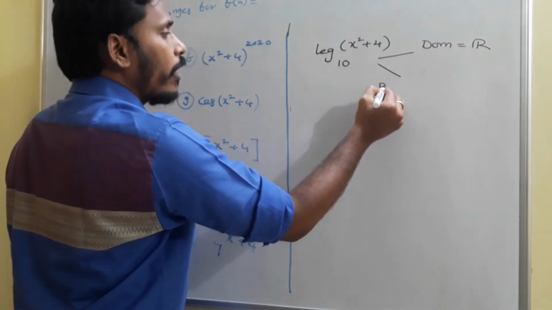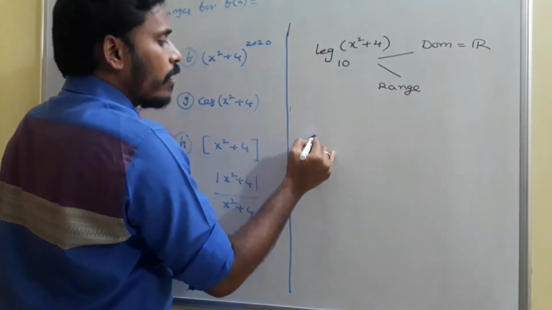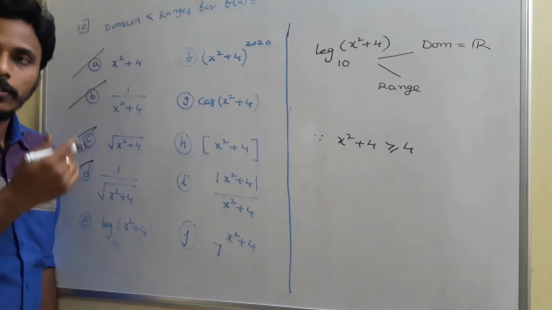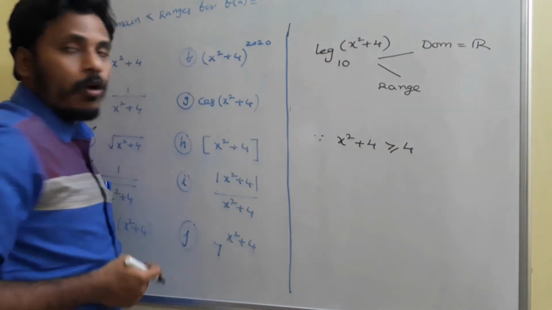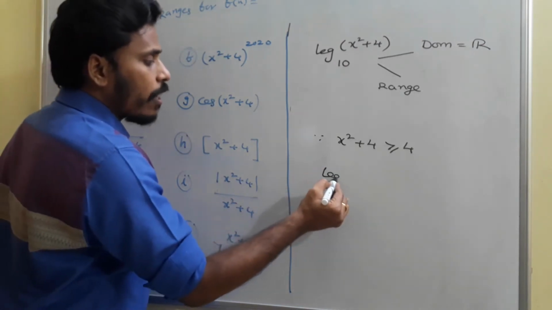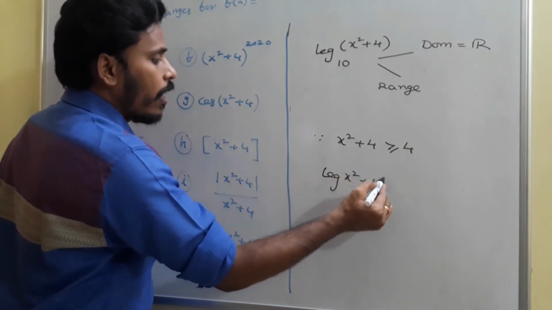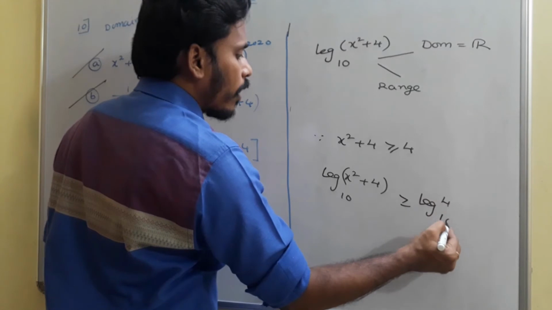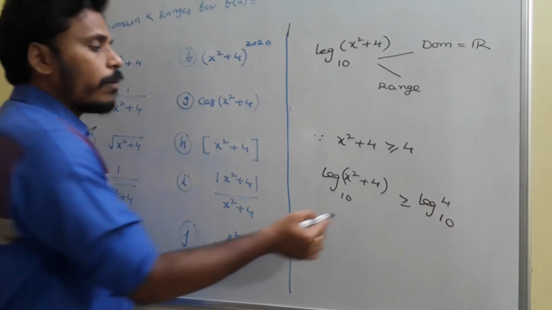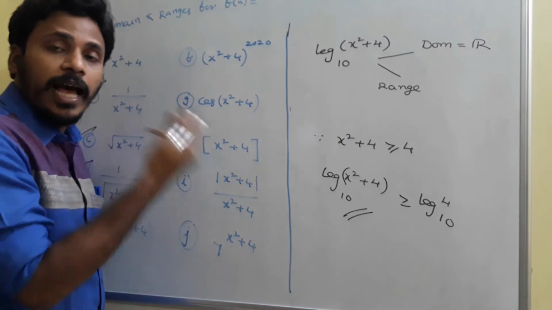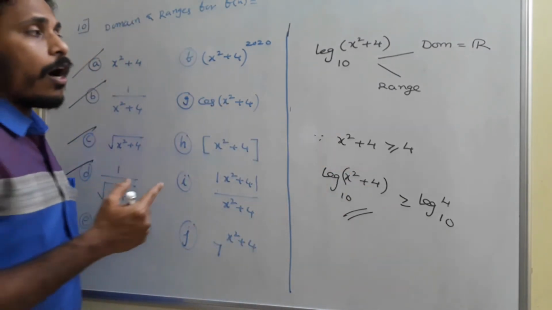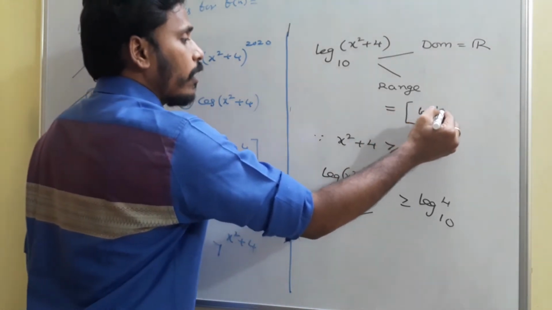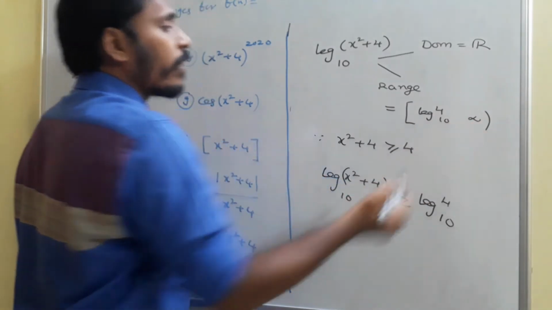But when you think about the range, just think about it. Since x square plus 4 is greater than or equal to 4, that is 4 or more than 4, and we need logarithm of x square plus 4 base 10, I apply logarithm on both sides with base 10. Logarithm of x square plus 4 base 10 is greater than or equal to logarithm of 4 base 10. So this value is either equal to log 4 base 10 or more than log 4 base 10, and that's why we say the range is starting from log 4 base 10 to infinity.